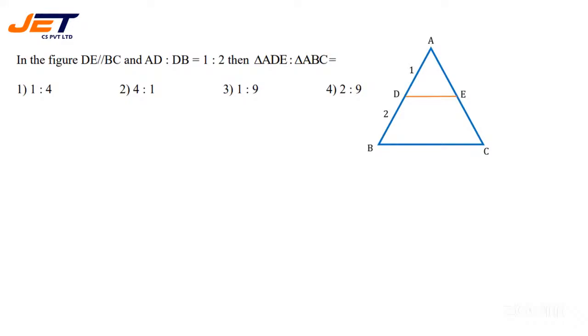All right, now let's see the first sum. In the figure, DE is parallel to BC, right? And AD is to DB is equal to 1 is to 2. All right, so then what is triangle ADE is to triangle ABC, right? So the ratio of the area will be the square of the sides, isn't it?